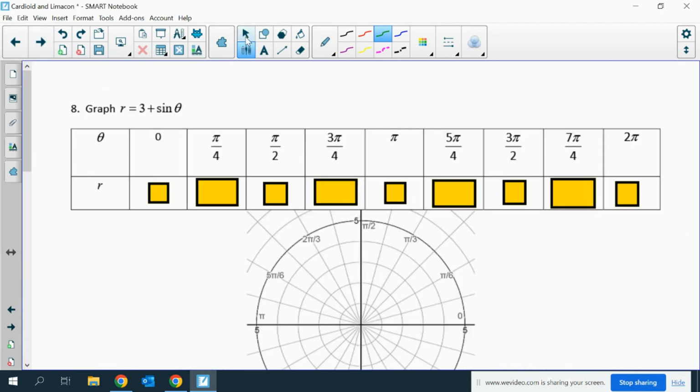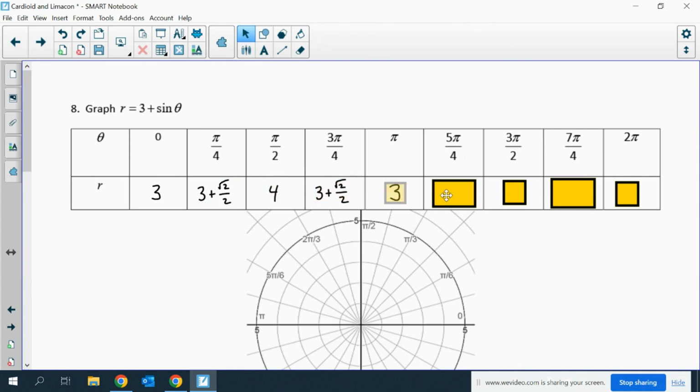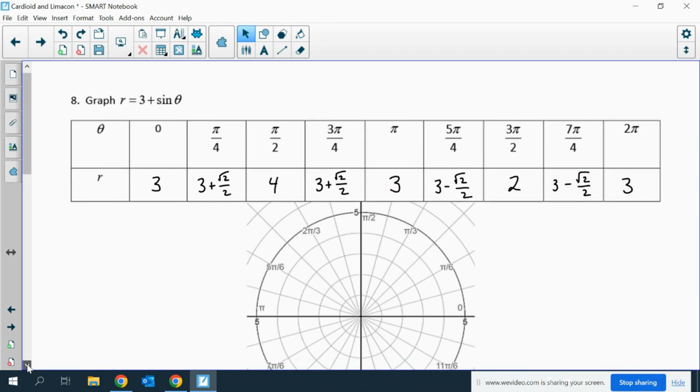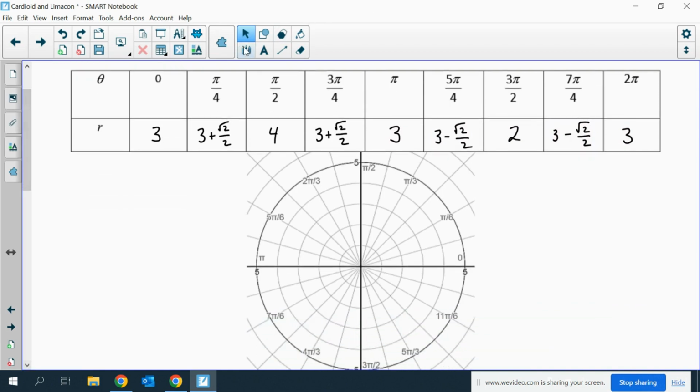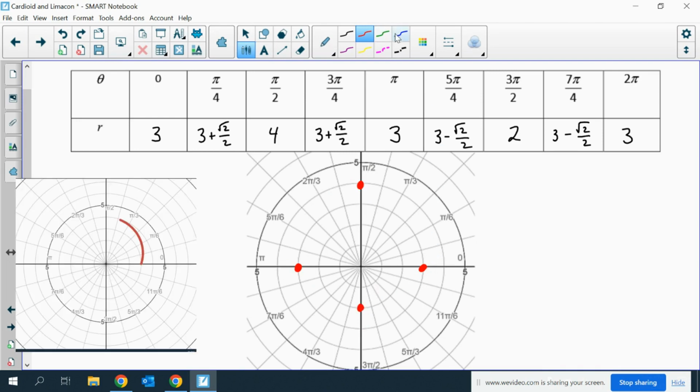Okay, now 2 more really quick examples. 3 plus sine theta is going to look like this, and in the interest of time, I'm going to skip all the pi fourths situations. So 3 comma 0, 4 comma pi halves, 3 comma pi, and 2 comma 3 pi halves, and then we make our way back.